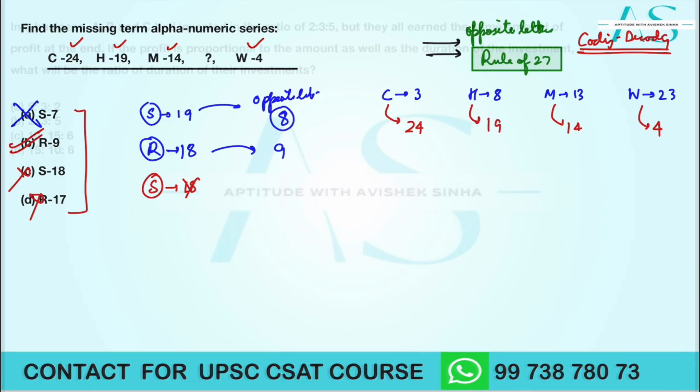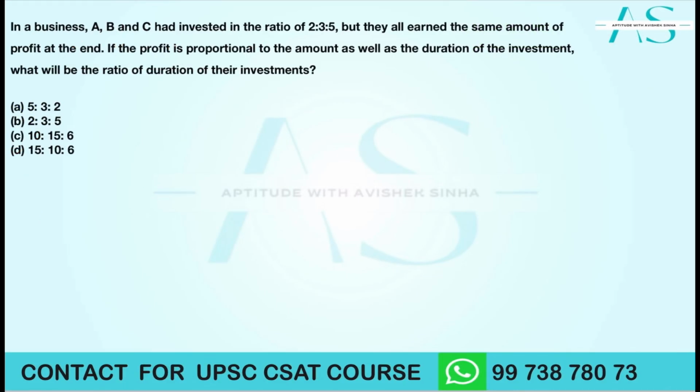I hope this helps. In a business, A, B, and C invested in the ratio 2:3:5.